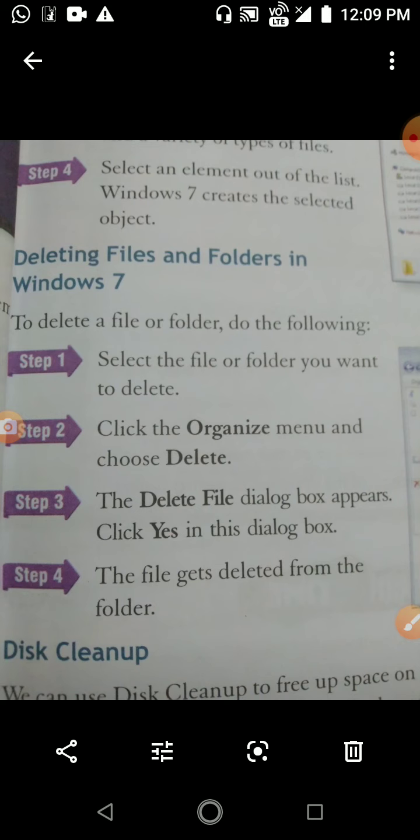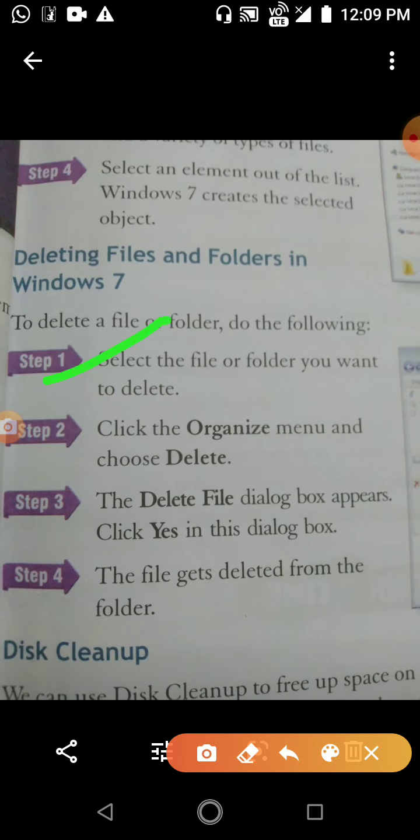So I'm now moving to the next topic. Our next topic is how we can delete a file or folder in Windows 7. The steps to delete files or folders are the following. The first one is to select the file or folder you want to delete. The second is to click the Organize menu and choose Delete. The third is that the Delete File dialog box appears, click Yes in this dialog box. And the fourth is that the file gets deleted from the folder.